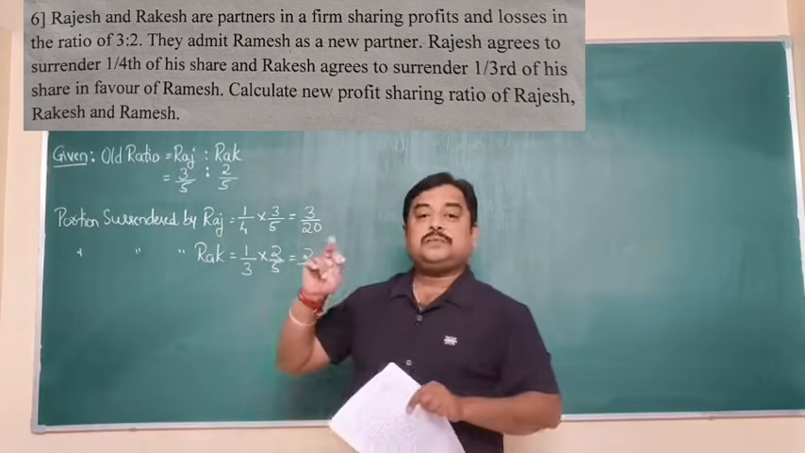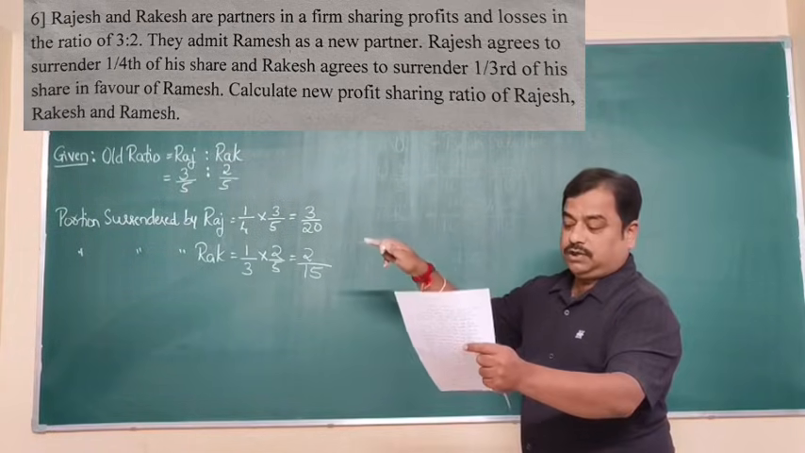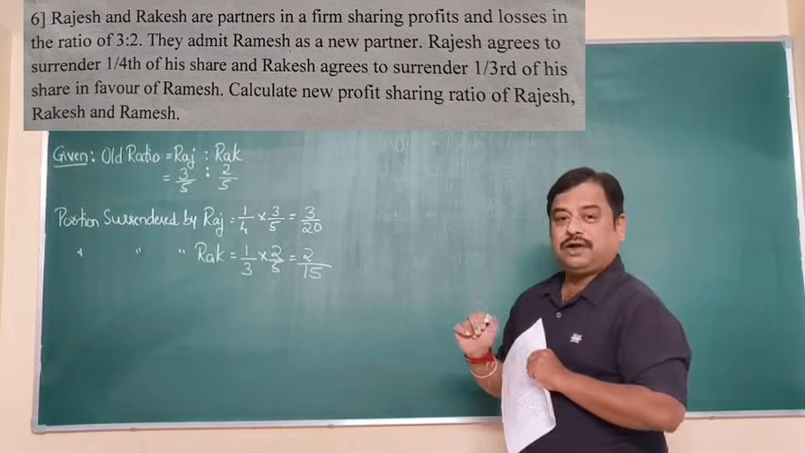Now see, what was missing in this question? The new partner. Who is the new partner here? Ramesh. Ramesh's share alone is not given. How to find it out now? Very simple.